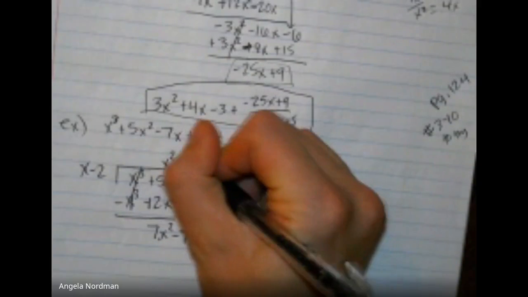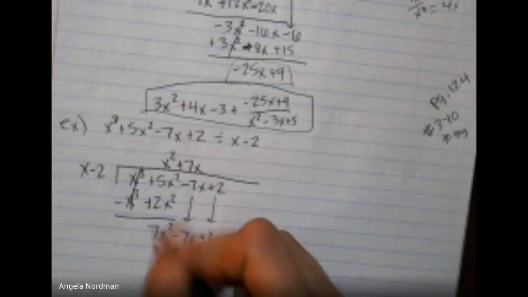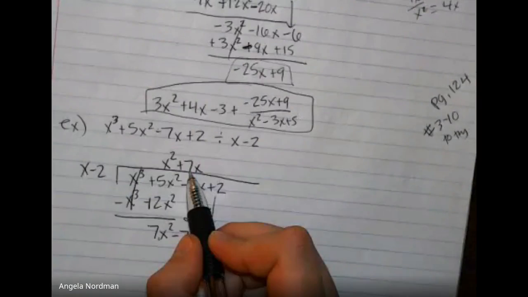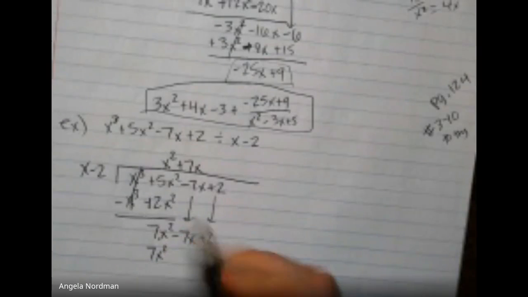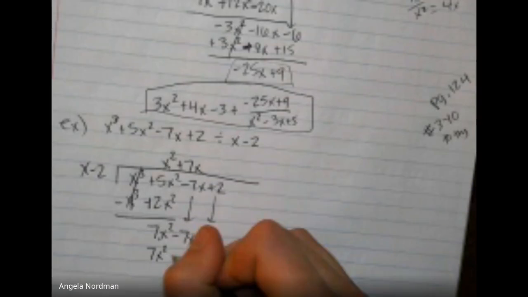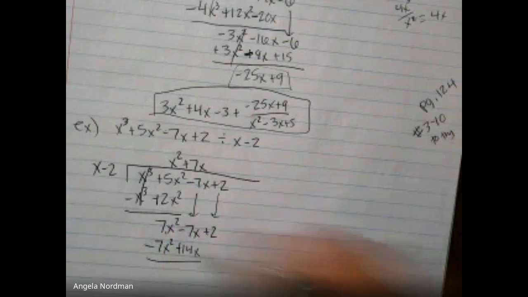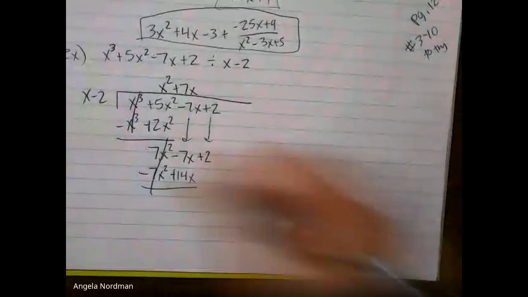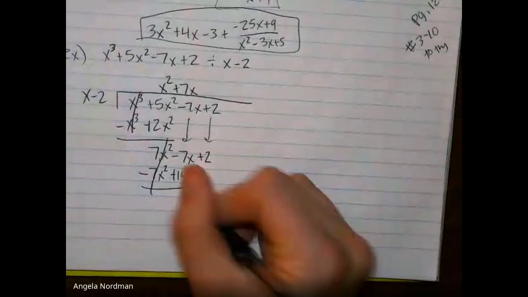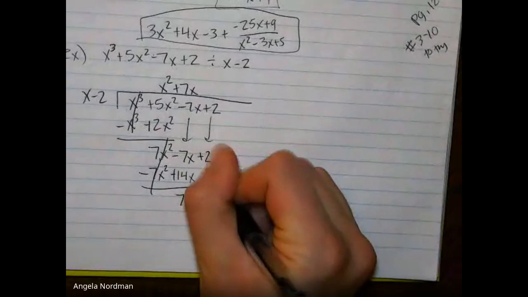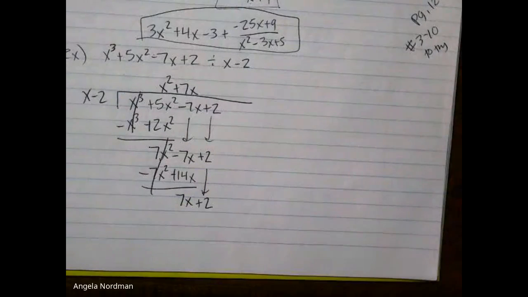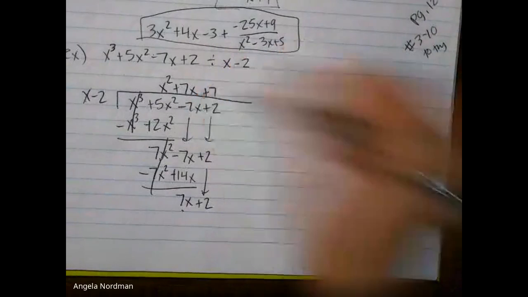X times what gives me 7x squared? That is positive 7x. Multiply those out. X, 7x, 7x squared, negative 2, 7x, negative 14x. Draw the line. Change the signs. Again, cancel. This leaves me with positive 7x. Bring down the 2. X times what gives me 7x? That is 7.